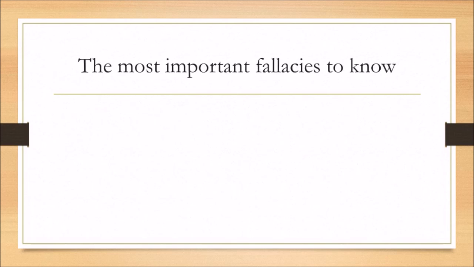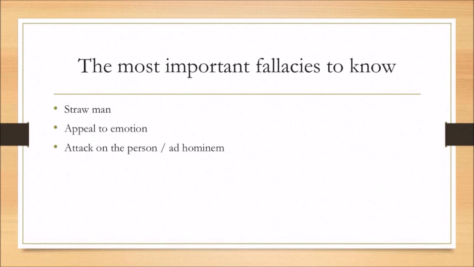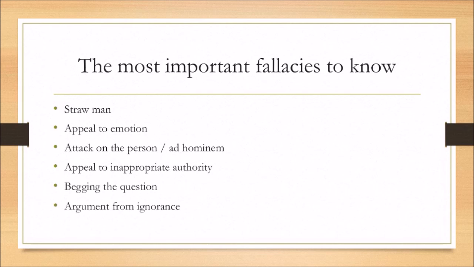Okay, the most important fallacies for you to know, the ones I'm going to test over, are these: the straw man, the appeal to emotion, the attack on the person or ad hominem, the appeal to inappropriate authority, begging the question, and argument from ignorance. Those are the ones I'm going to ask questions about on the test. They're also some of the ones most likely to come up in your papers, although you might find some others, false cause and other things like that, that will be helpful too.